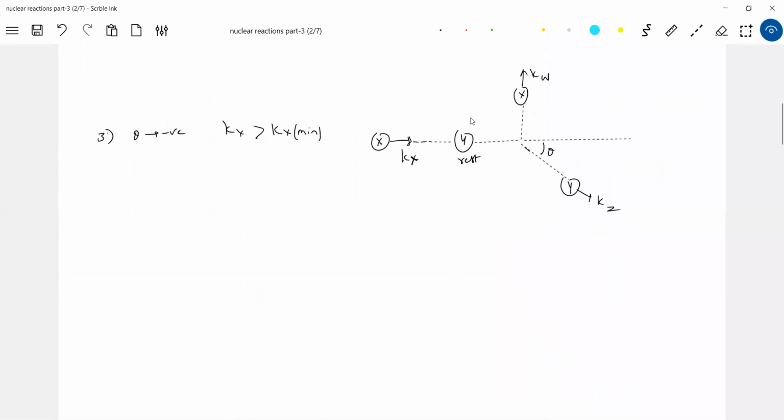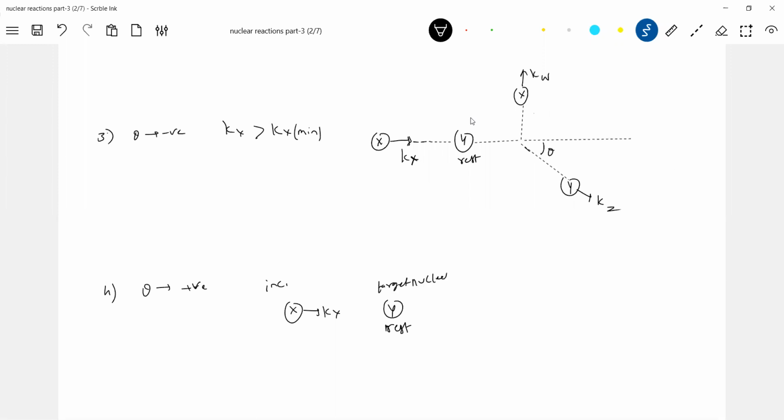If Q is positive, what has to be done? Q positive, I think I need not bother about anything. The reaction will take place on its own. This is the incident particle, coming with some kinetic energy, and this is the target nucleus. In most cases, the target nucleus will be at rest. If the target nucleus is also moving, the system becomes very complicated. So usually in nuclear reactions, like uranium at rest in fuel rods, in about 98% of reactions the target nucleus will be at rest.